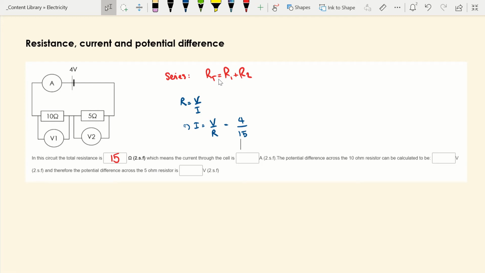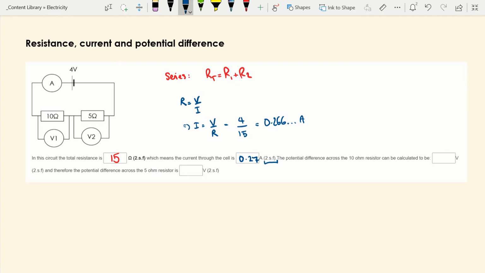Okay, so 4 divided by 15 gives a recurring number, 0.66666 and so on, and that's measured in amps, of course. But if you see here, it wants the answer to two significant figures. So we're going to write that as 0.27, because the 6 rounds up to 7.